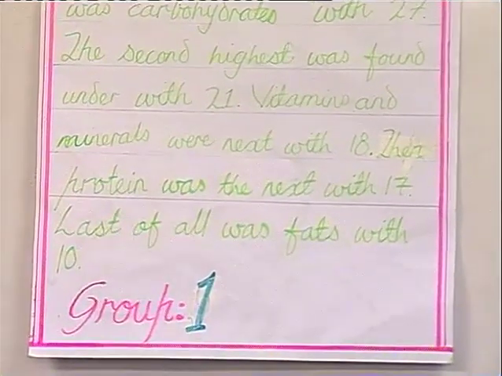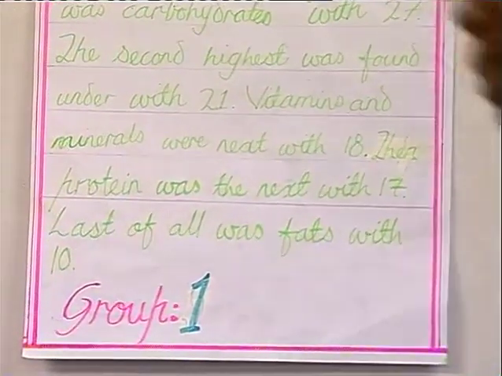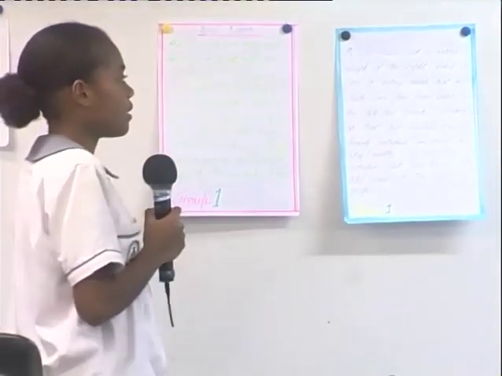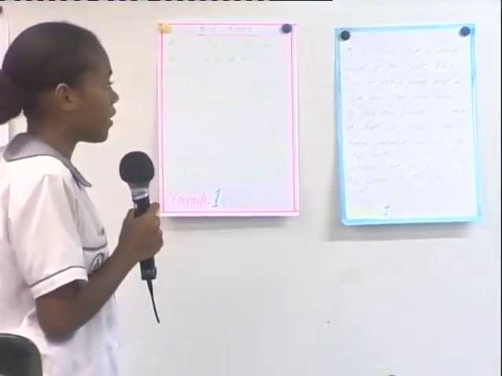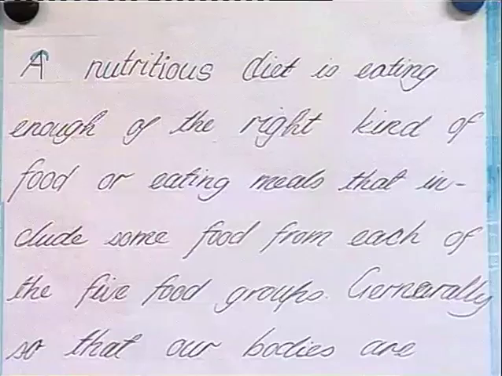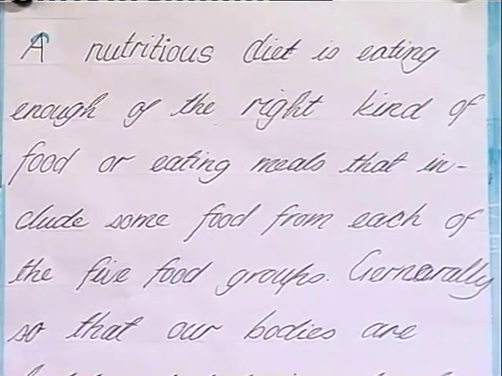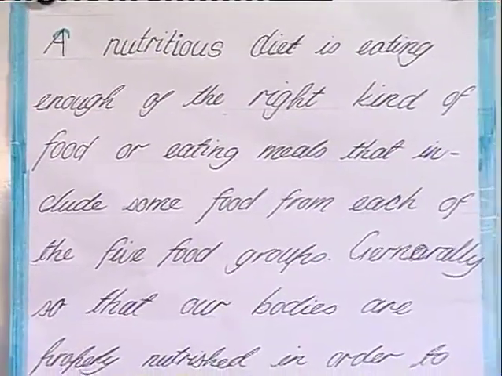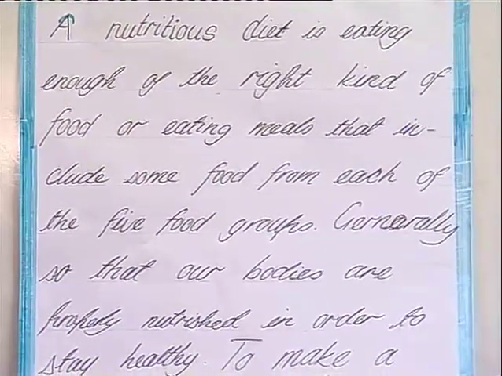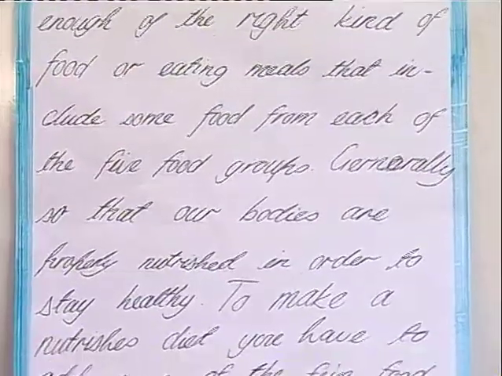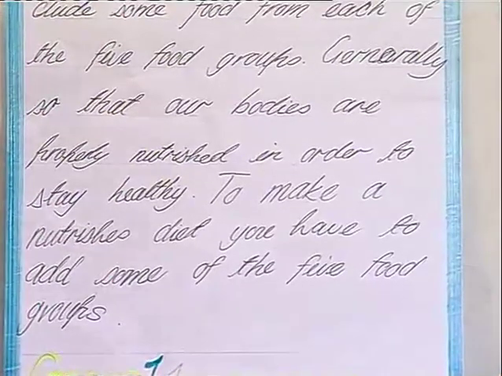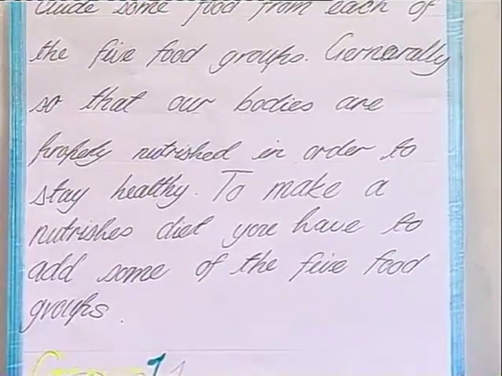Helen, with your ways of helping your friends. In the ways of helping our friends, we tell them a nutritious diet is eating enough of the right kind of food, or eating meals that include some food from each of the 5 food groups, so that our bodies are properly nourished in order to stay healthy. To make a nutritious diet, we have to add some of the 5 food groups. Thank you. Good, thank you, Helen.